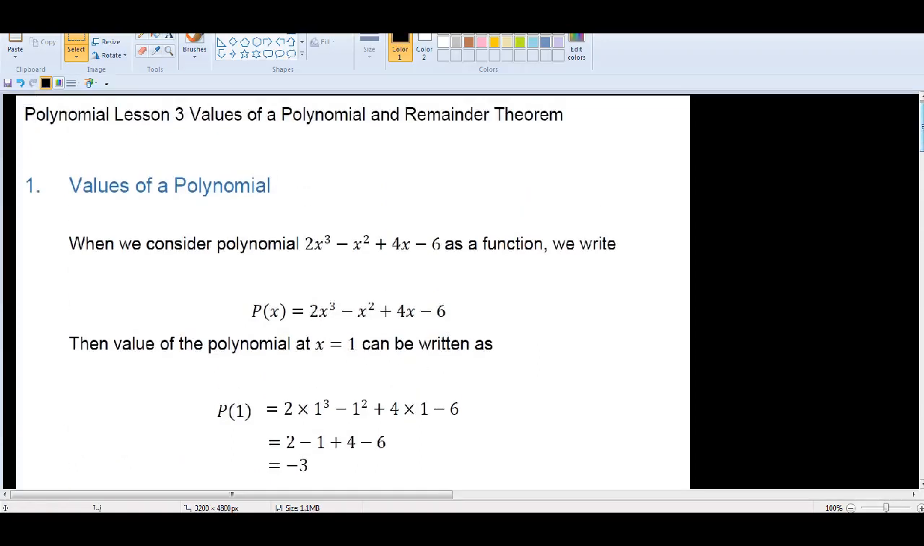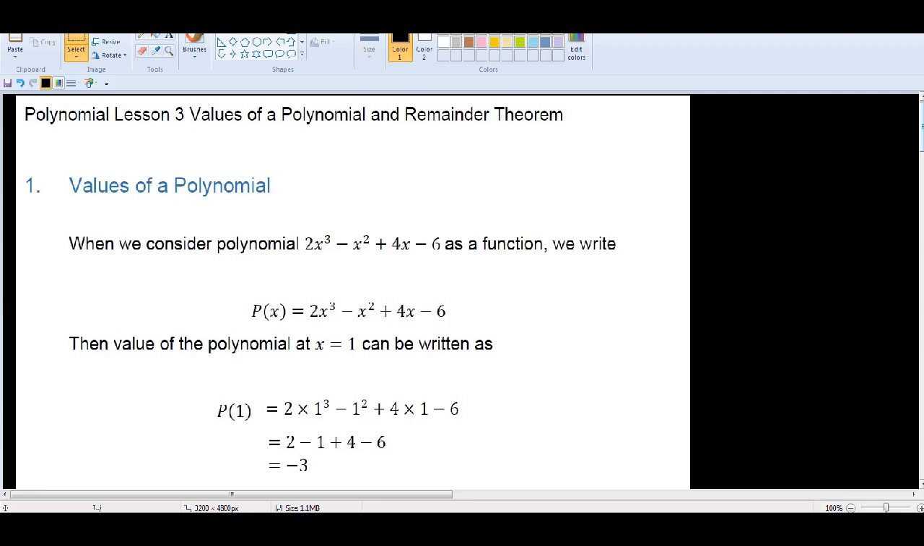Alright, so year 10. So this is the third lesson on polynomials. In this lesson we are going to learn how to find values of a polynomial, and we are going to introduce another way to determine the remainder, which is called the remainder theorem.